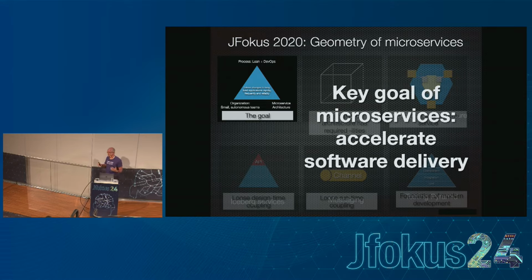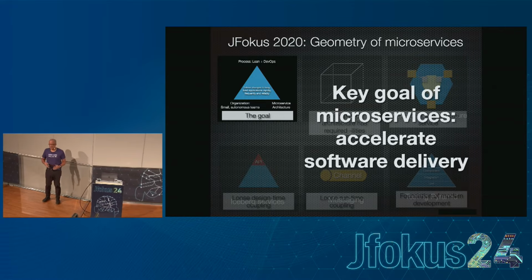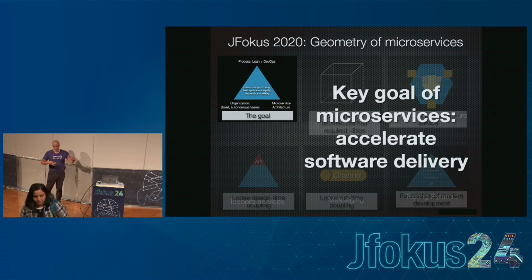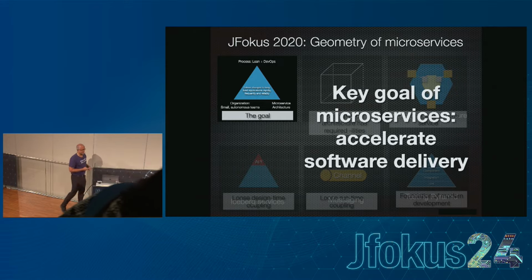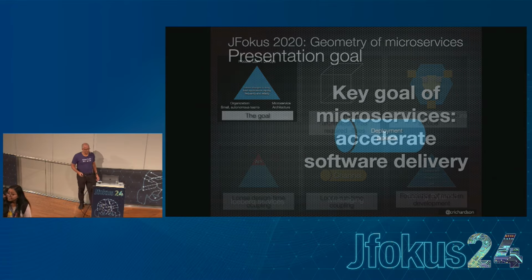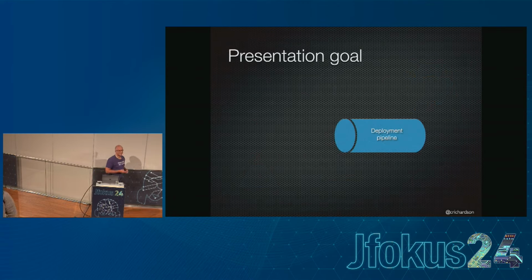That describes how the main goal, not the only goal, but the main goal of microservices is to accelerate software delivery, basically supporting DevOps and enabling an organizational structure that implements the team topologies patterns. So it's really all about how to accelerate software delivery. And now, four years later, I'm back to talk about another shape.